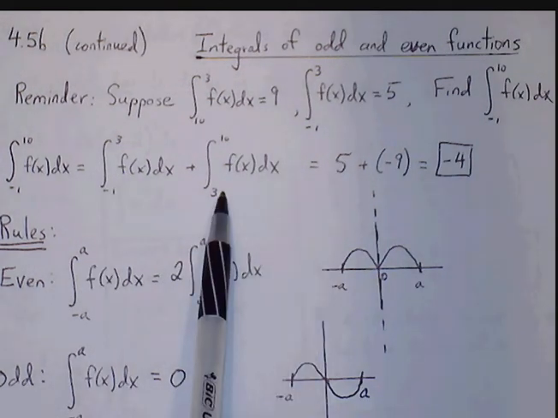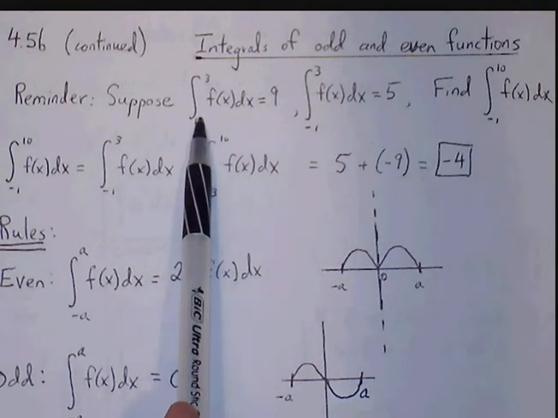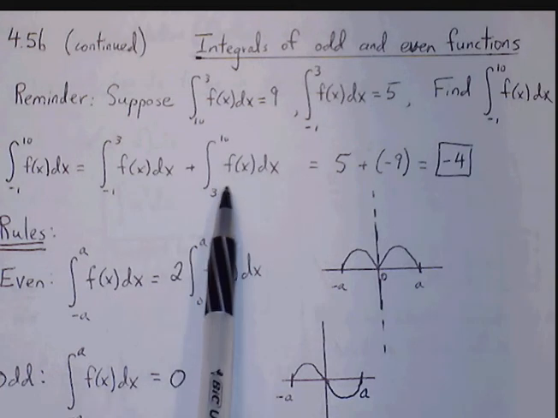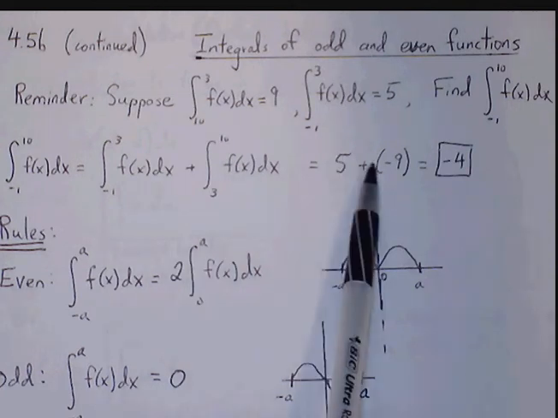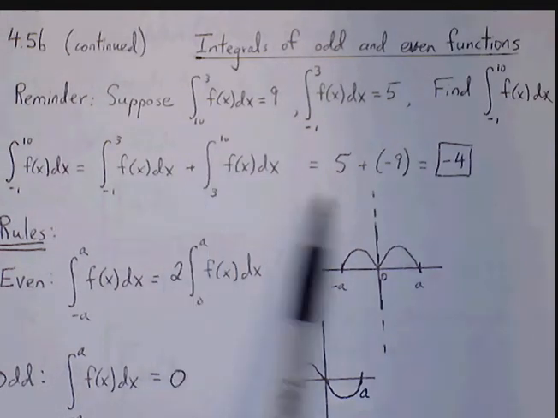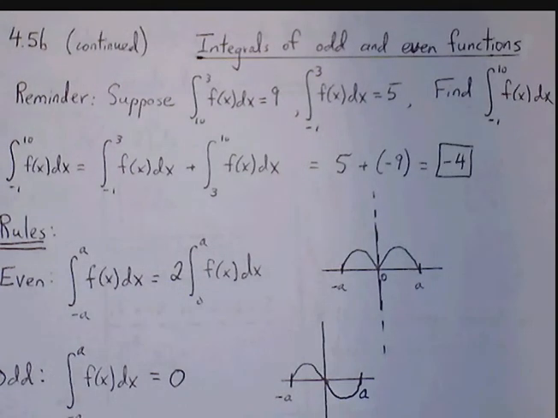But the definite integral from 3 to 10, we have a variation of that. The definite integral from 10 to 3 is 9, so therefore the definite integral from 3 to 10 must be equal to negative 9. Remember, if we change the bounds, then we have to pull a negative outside. So 5 minus 9 is equal to negative 4.